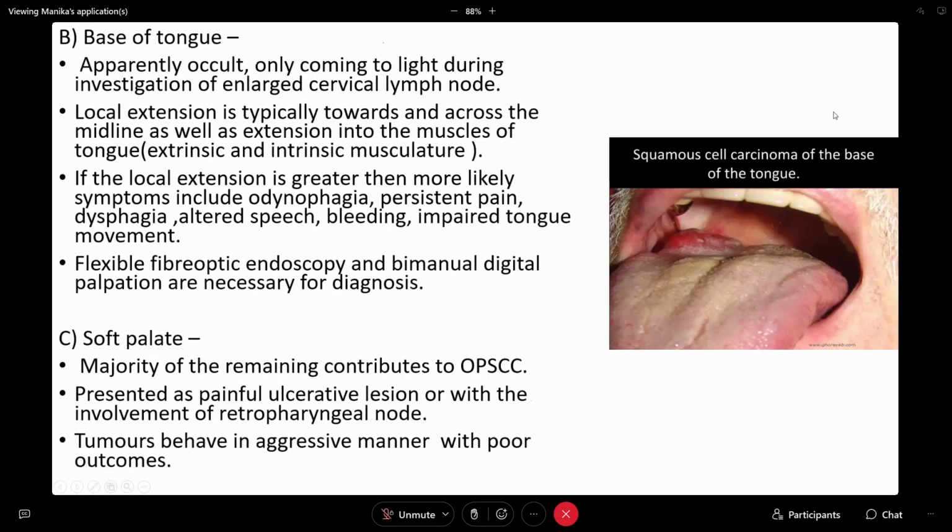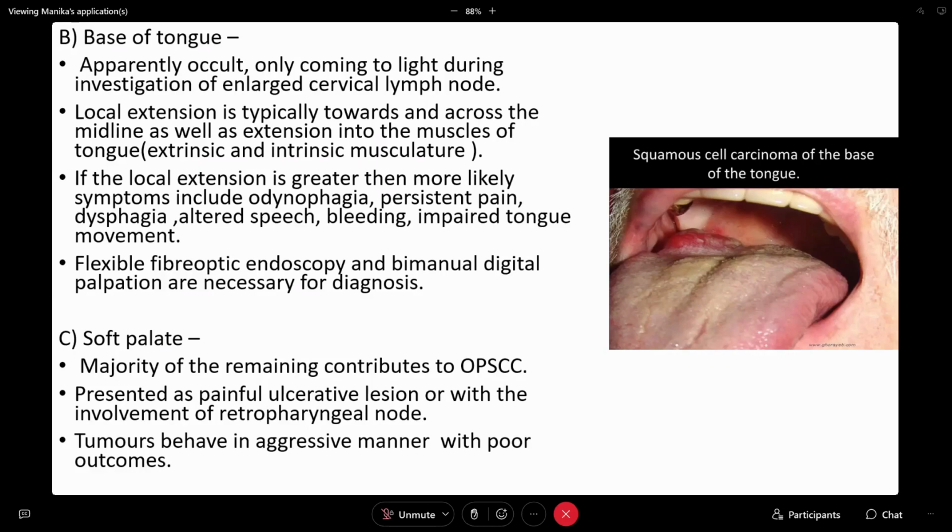Coming to the base of tongue, the tumors of the base of tongue are apparently occult, only coming to light during the investigation of an enlarged node. Local extension is typically towards and across the midline, as well as extension into the muscles of the tongue, that is, the extrinsic and the intrinsic musculature.